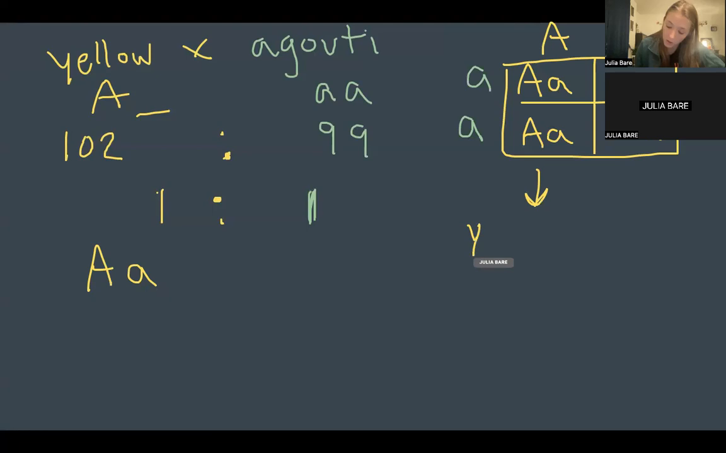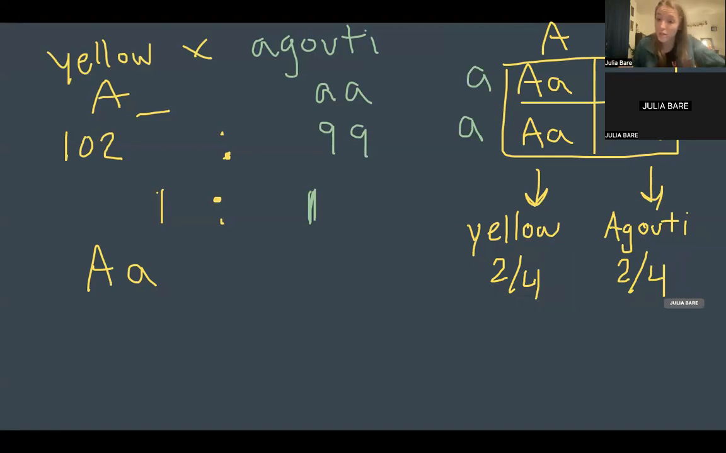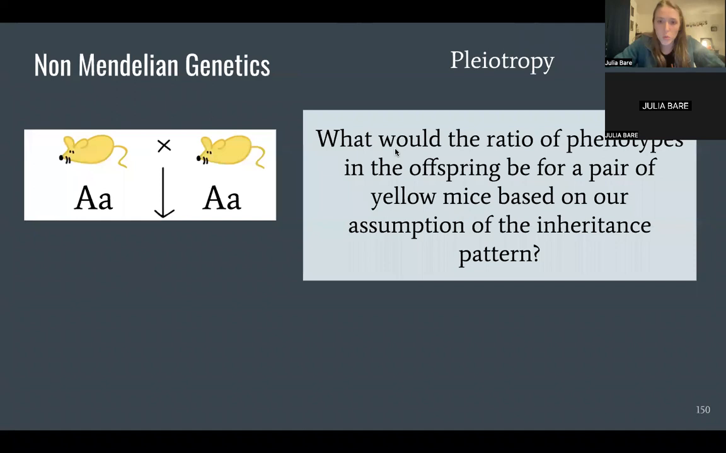So does this give us our 1-to-1 ratio of yellow to agouti mice? Well, this would be our yellow mice, and there are 2 out of 4 chances. This would be our agouti mice, which would also be 2 out of 4 chances in our Punnett square, which means this would be a 1-to-1 ratio. So we're going to run with the assumption that this is a heterozygous by homozygous cross.